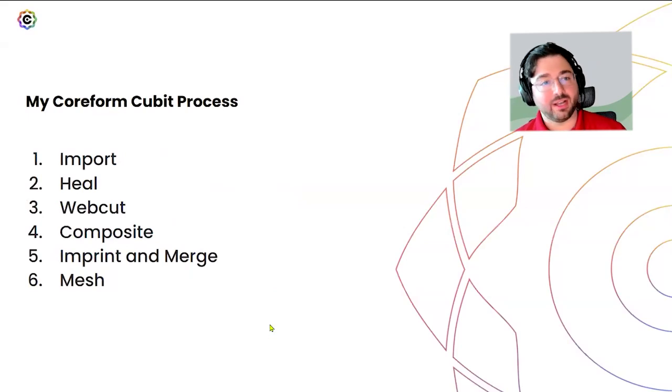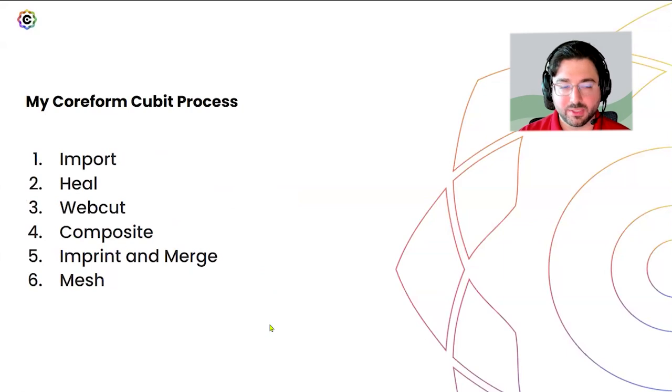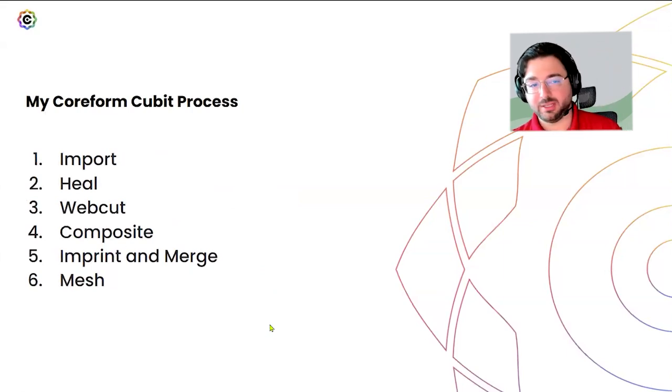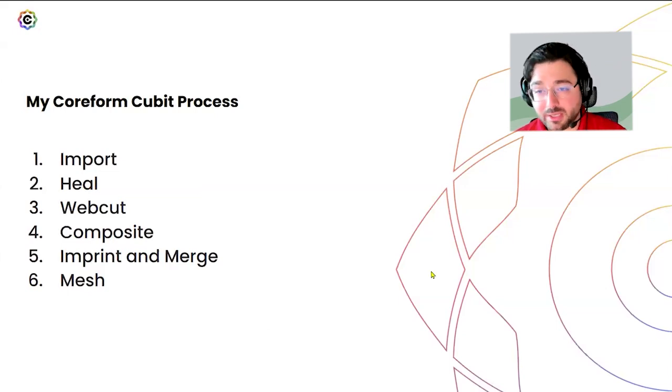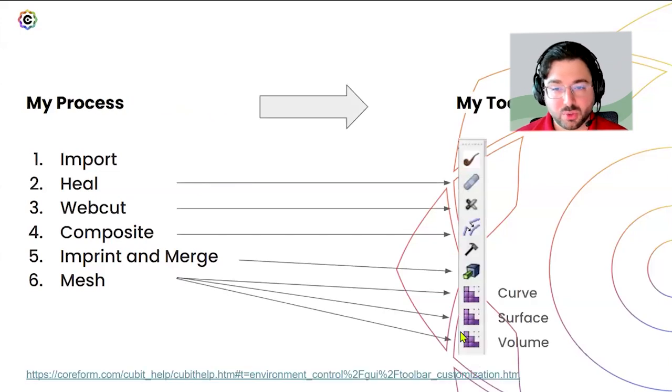So from all this, I have my process, which is based on what I've learned from using these tools, which is to import your parts, heal them, web cut them, composite them, imprint and merge them, and mesh them. And there are plenty of tutorials online about what each of these means and that go into the detail of this. How I use them is I use the GUI customization to create my own toolbar that lets me just walk down this list whenever I'm working with a new part or a new assembly to make sure that I'm consistent in my own work if I'm not using the item wizard.